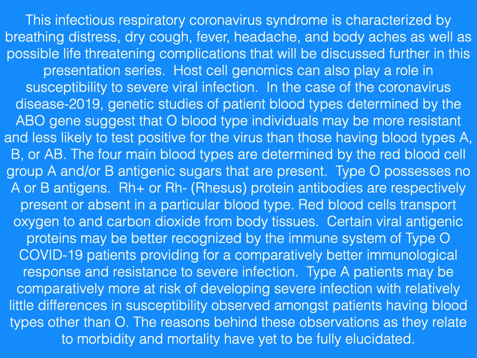Certain viral antigenic proteins may be better recognized by the immune system of type O COVID-19 patients, providing for a comparatively better immunological response and resistance to severe infection. Type A patients may be comparatively more at risk of developing severe infection, with relatively little differences in susceptibility observed amongst patients having blood types other than O. The reasons behind these observations as they relate to morbidity and mortality have yet to be fully elucidated.